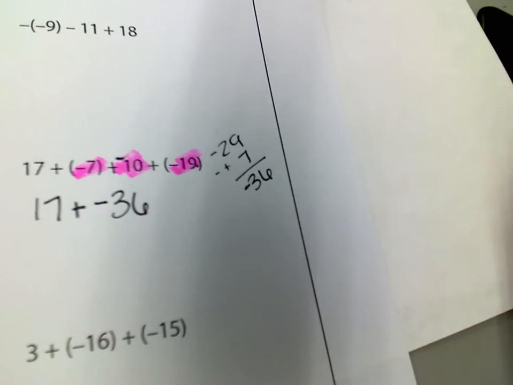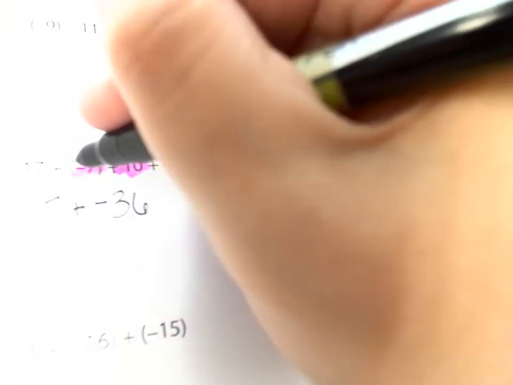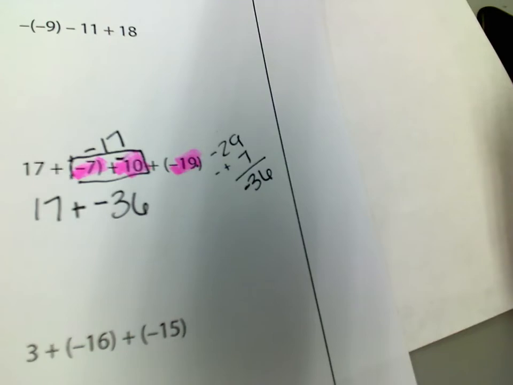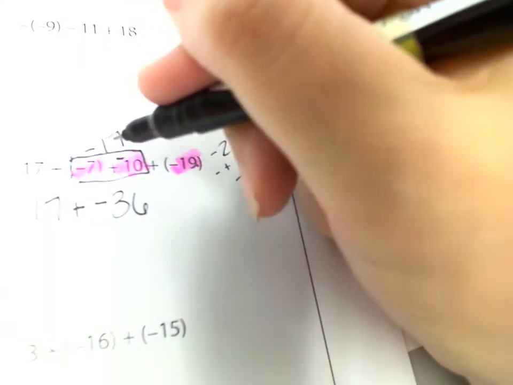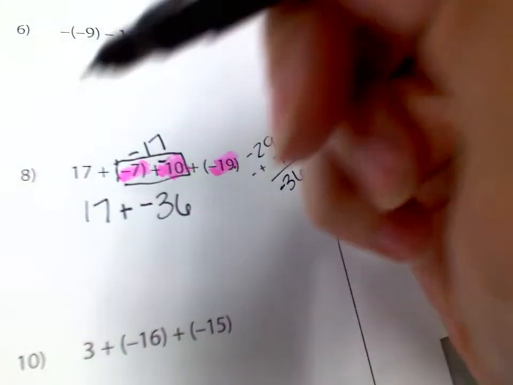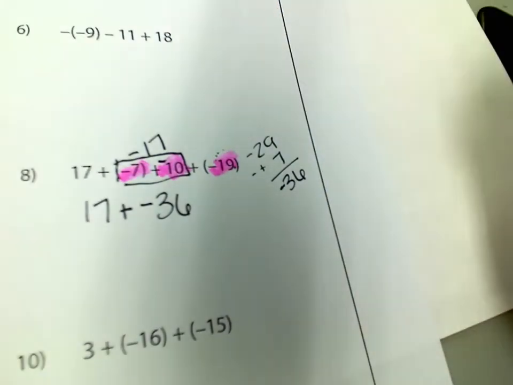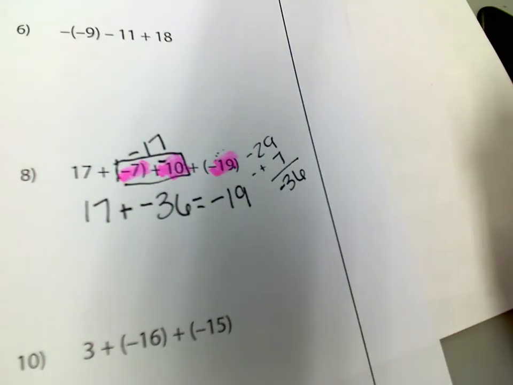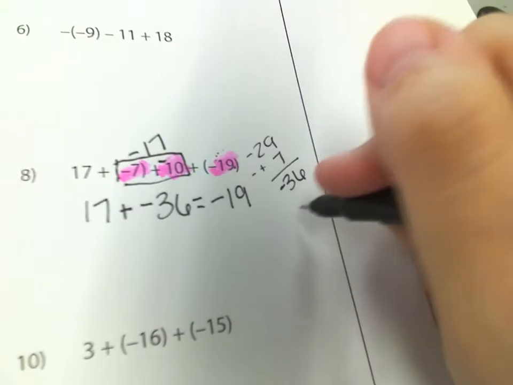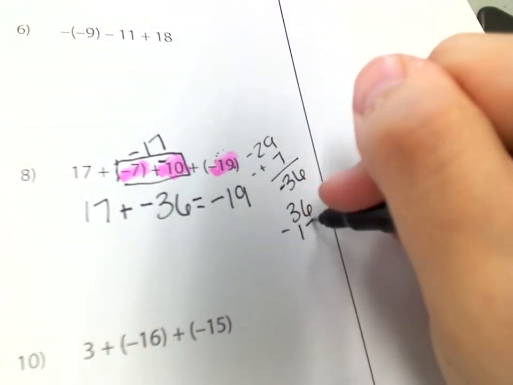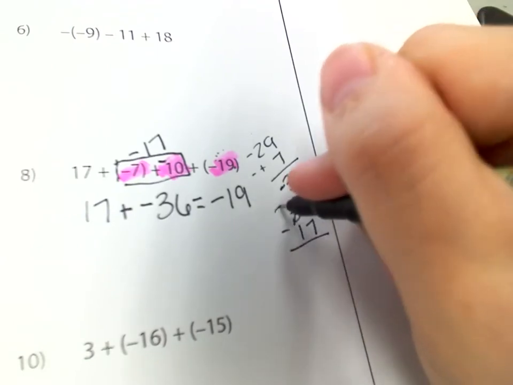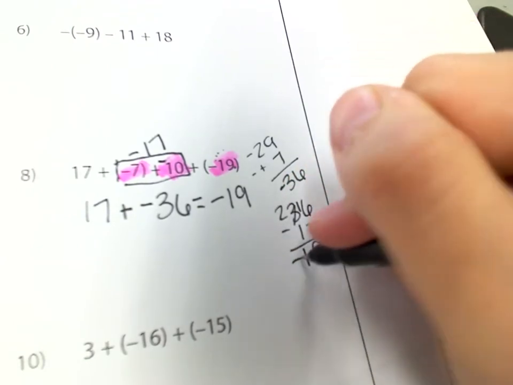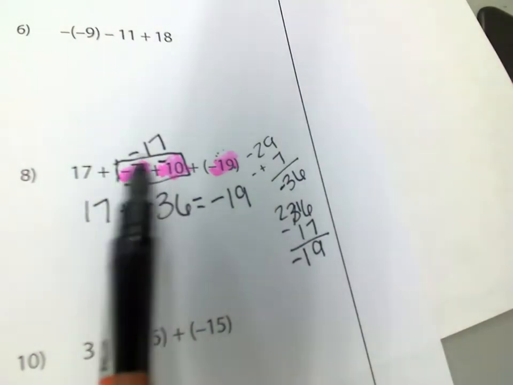One way you could have looked at it, just real quick, is that 17, and then this right here is -17. So what's going to happen? These make 0 pairs. That 17 and -17, they make 0 pairs. So the only thing I'm left with is -19. So my answer is -19. But if I would have done 36 minus 17, I would have ended up getting that same thing, right? So I just wanted to point out that right there.